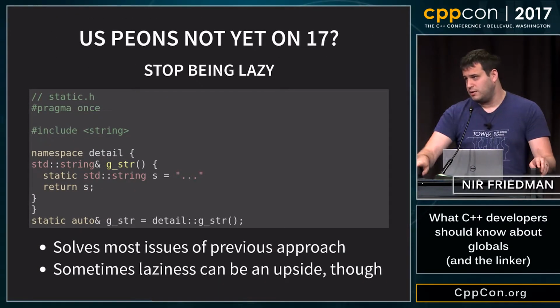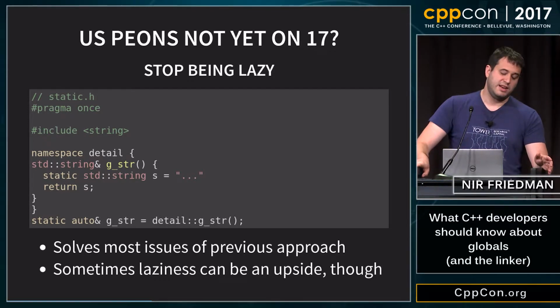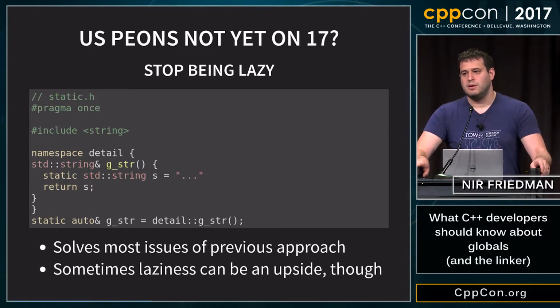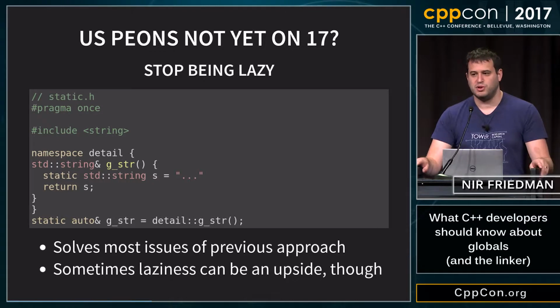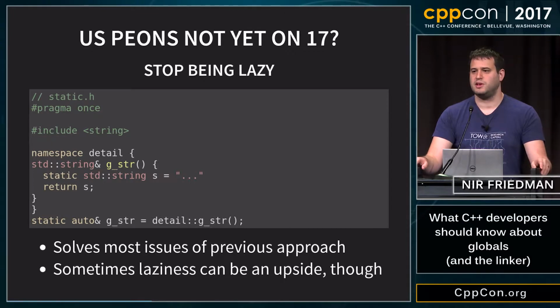Okay, so what's one way to solve this? Well, we could just stop being lazy. This is a neat trick that's very simple, but I haven't really seen it suggested in very many places, or anywhere. You basically still have your function, but now we just declare a very simple static global reference. So this is basically just a pointer, and we initialize it with the function. And this just makes everything work out.